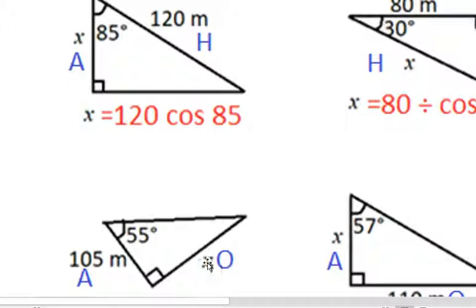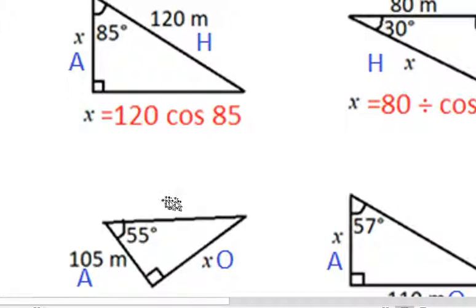Alright, now if it's either a number or a letter already given to you, it's not blank, but it's got a letter or a number there, then you need to label it. So we put an O there. And our final side over here, adjacent, next to the 55 degrees, you put an A there.